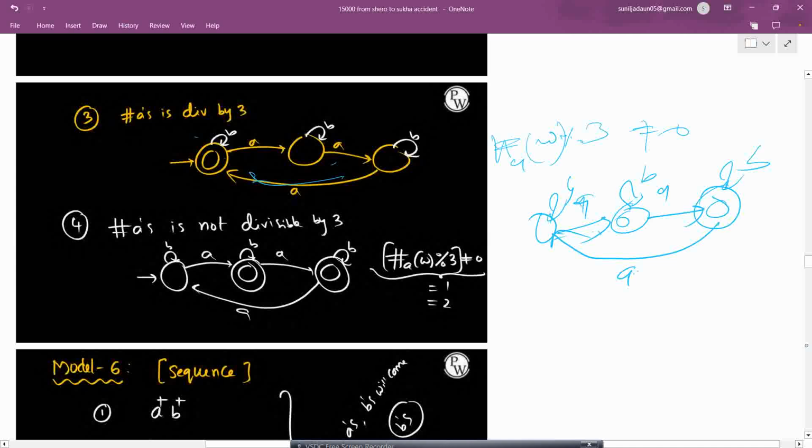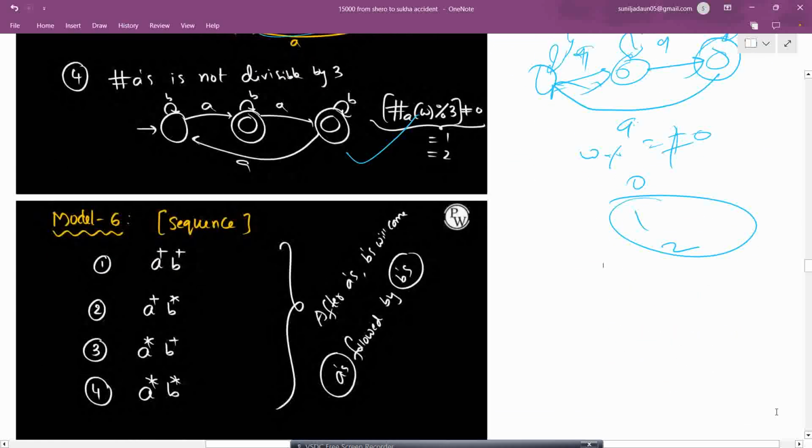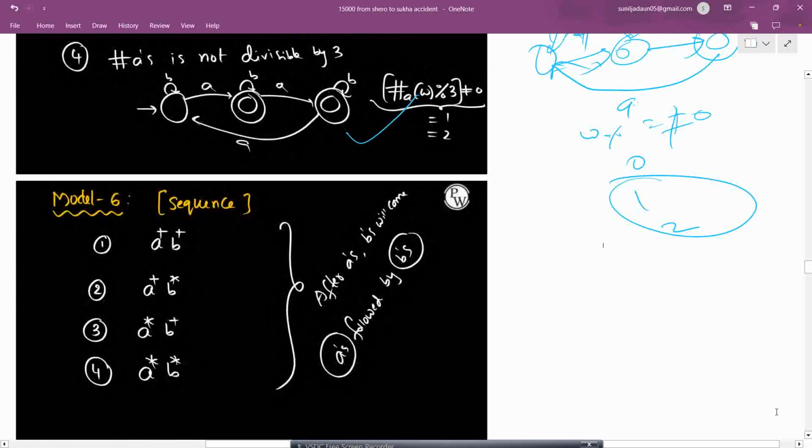Here 3, 4, here 5, and this is how we will do this. And modulo 3 is not equal to 0, but what are the remainders? 0, 1 and 2, so make them final states, right? Yeah, whatever remainders we want to get, that state would be the final state. Yes, this is the case.